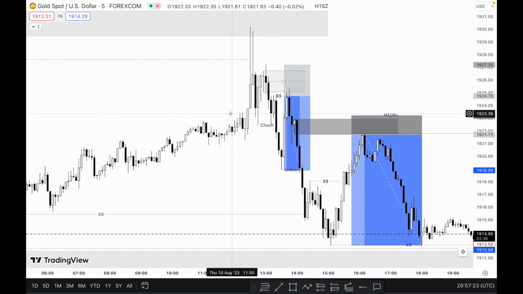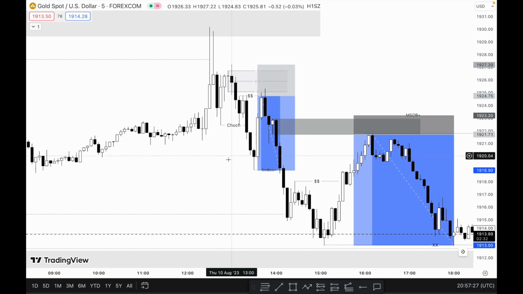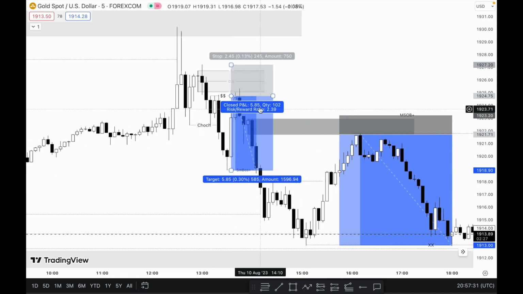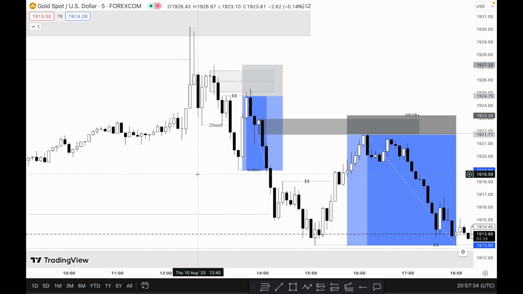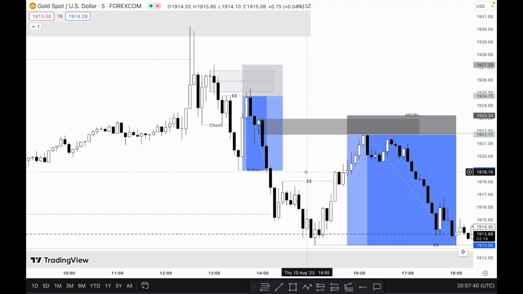That's my first confirmation. Now my second confirmation is this right here, this change of character. I want to see what price will do. Price will let you know what it's gonna do. It will tell you what it is going to do every time. If you force it, you will be wrong 99% of the time. But if you let the trade come to you, that chance of you being wrong drops significantly.